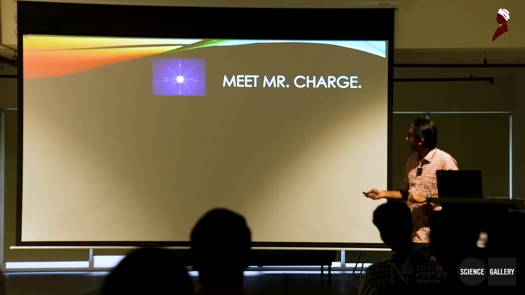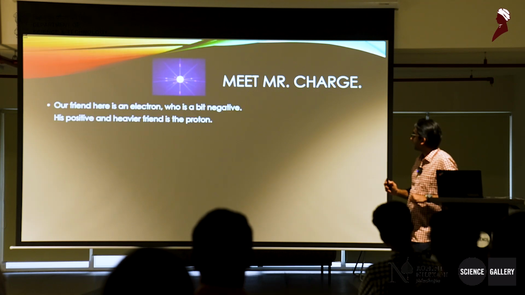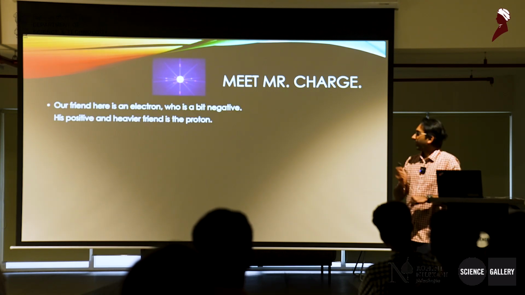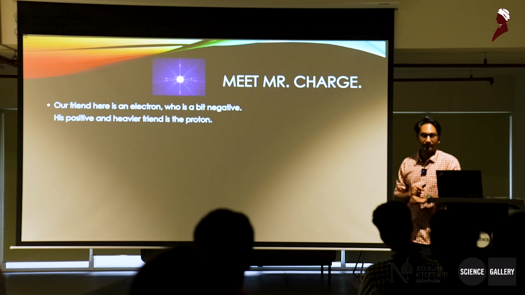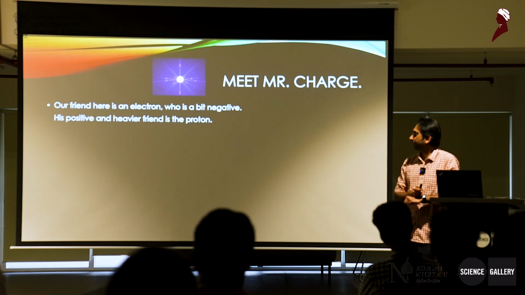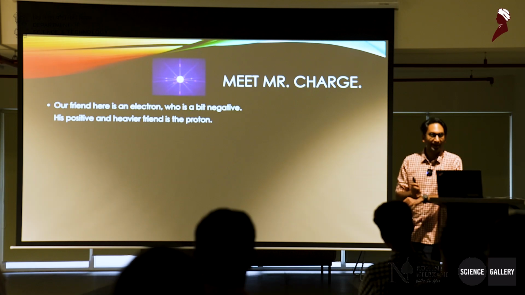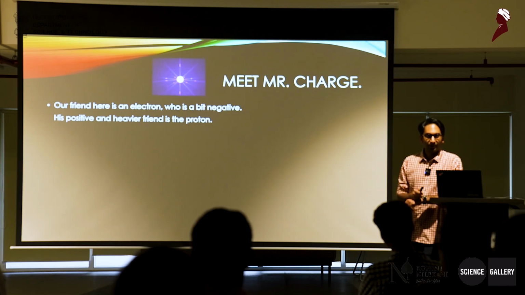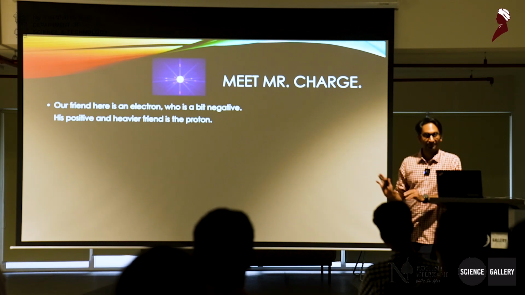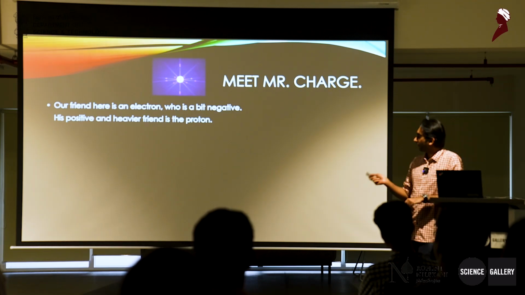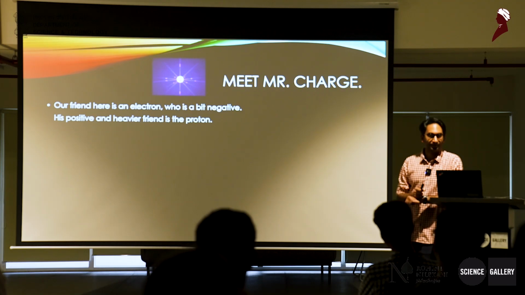So meet Mr. Charge. For our explanation, it is an electron, and electrons, as we know, have a negative charge. It has a friend who is a proton, heavier and with a positive charge. They have another friend, a neutron, which is neutral. It's heavier but neutral. Together, all of these come together and form atoms.